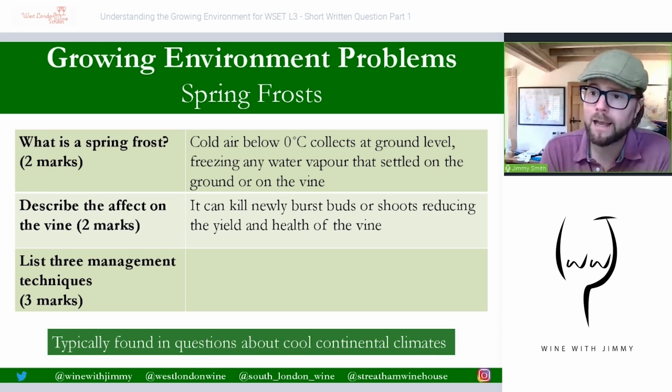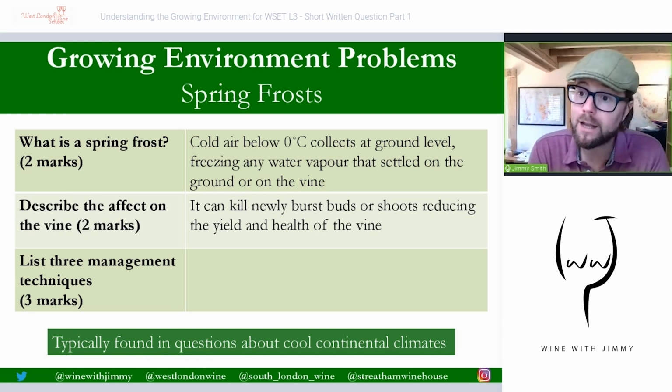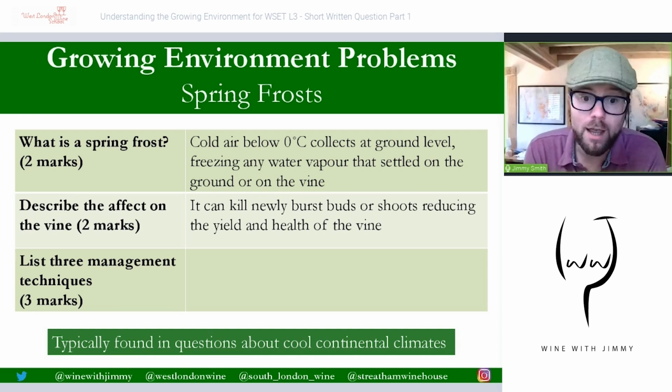So of course this is happening in spring, and spring is the time of year when the vine is opening up from its dormancy during winter. So this is when all those carbohydrates stored in the vine are being put to work to grow the vine, those early stages that go through bud burst and then early shoot and leaf development. So therefore, the effect here is that it can kill newly burst buds or shoots, so those early shoots, reducing the yield and overall potentially the health of the vine.